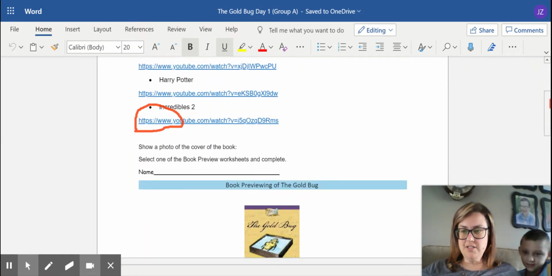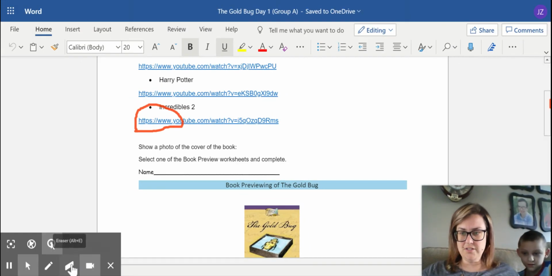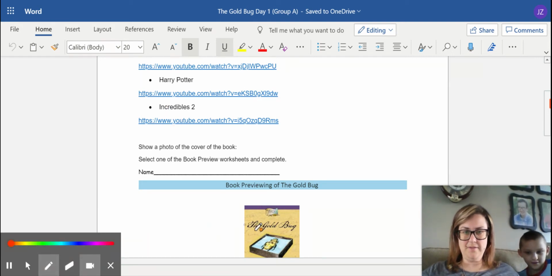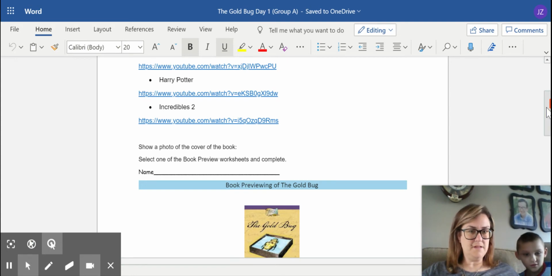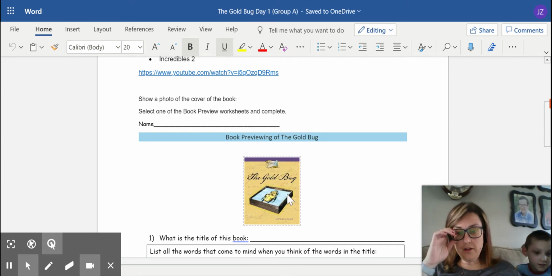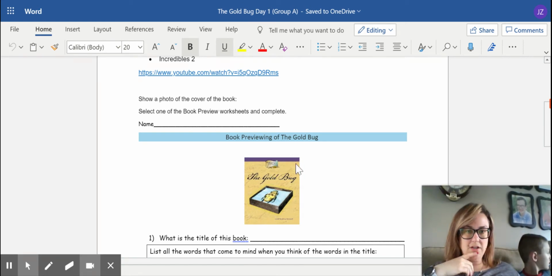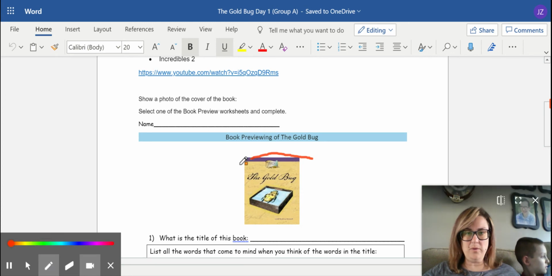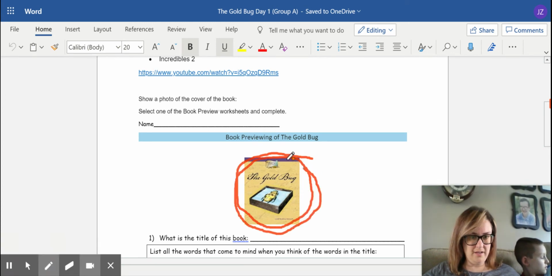But let's go into, let me erase this circle first. Okay. So I want to go through the questions on this worksheet so that you know how to complete it on your own. So we see we are previewing the book, The Gold Bug. That is the book that we just read for part 1.